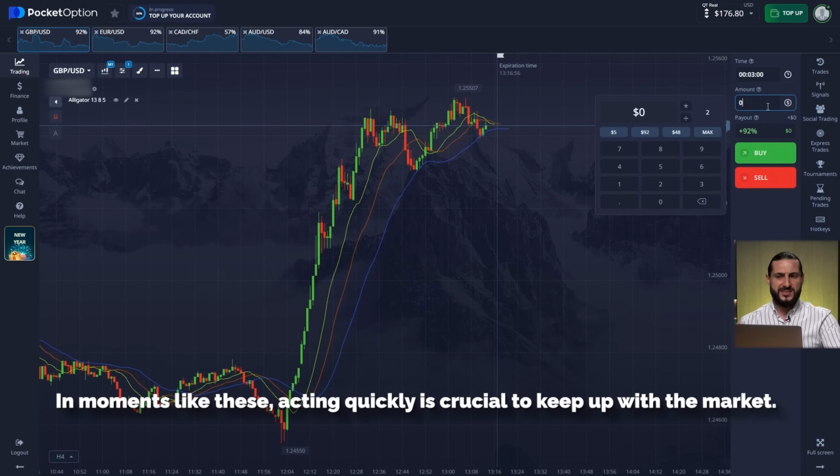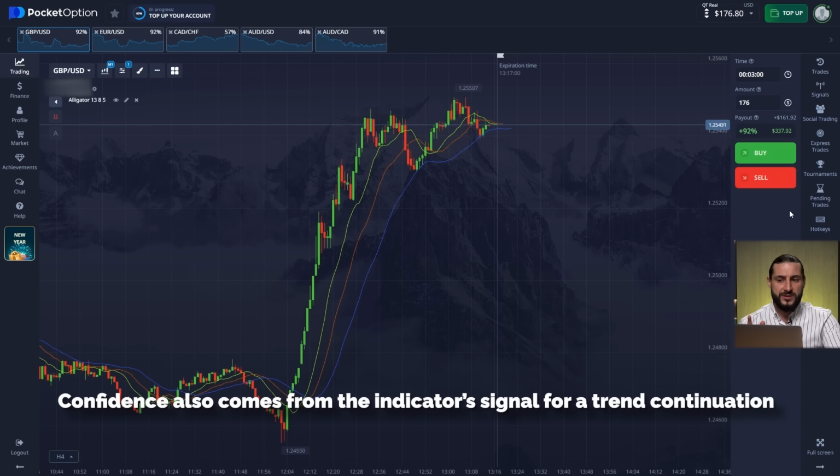In moments like this, acting quickly is crucial to keep up with the market. Confidence also comes from the indicator signal for a trend continuation.